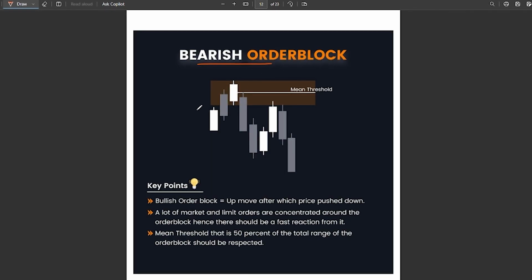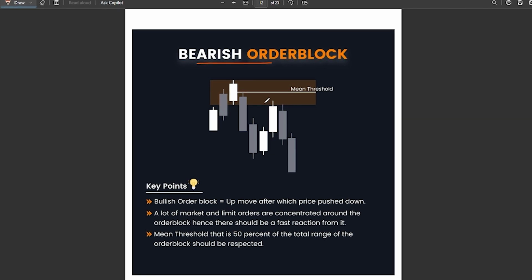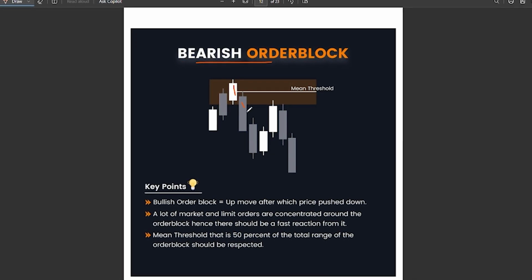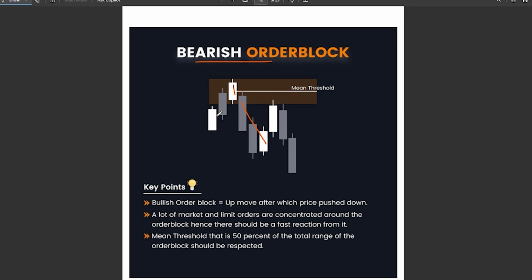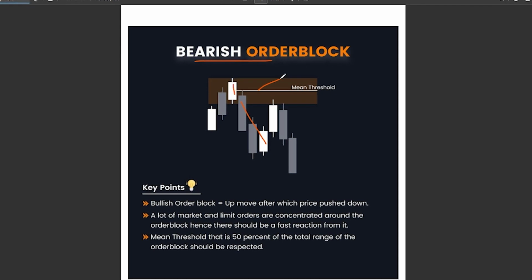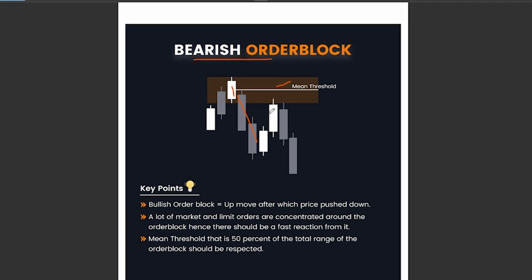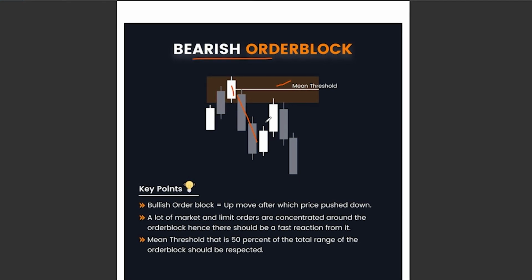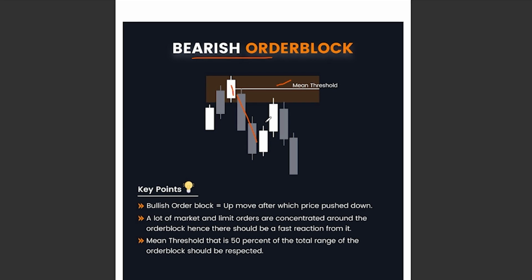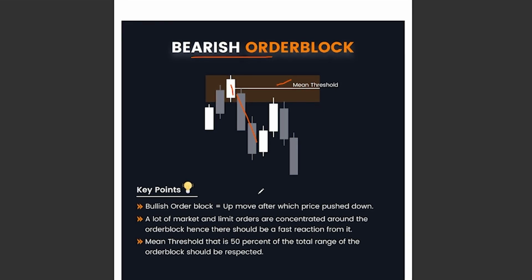So bearish order blocks are a complete opposite of the bullish order blocks. It is the up candle that caused a significant down move. Also the mean thresholds should be respected here as well, and there should be a fast reaction. However, you will look for sells or shorts when you see a bearish order block instead of longs. So let's look at an example.